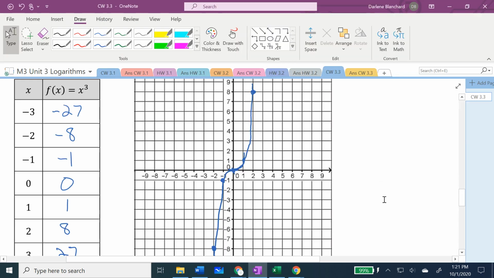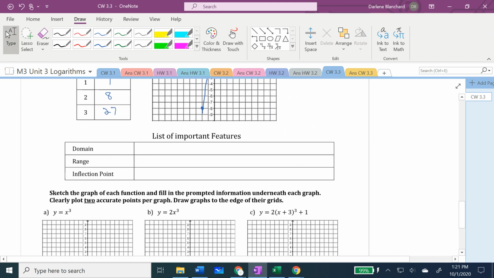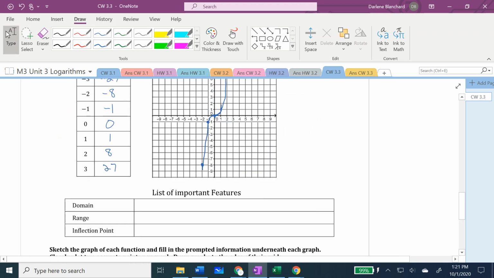So I'm going to come back here and we are going to wrap up the classwork with a few more things. The domain and range of x cubed is all real numbers, negative infinity to positive infinity. Now the inflection point is 0, 0 before you do any movement. If you move your graph, exactly how you move it is going to tell you that inflection point, because it is at the center of this graph.